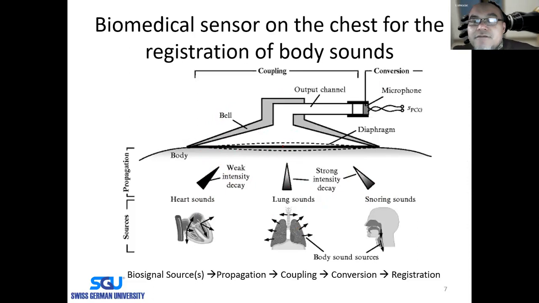The chest piece itself consists of a diaphragm here. Many of you answered that the diaphragm is sensitive to high frequency signals. Actually, it is more sensitive towards low frequency. Please differentiate between frequency and intensity. Intensity of the sound is different from frequency. Frequency refers to the pitch of the sound.